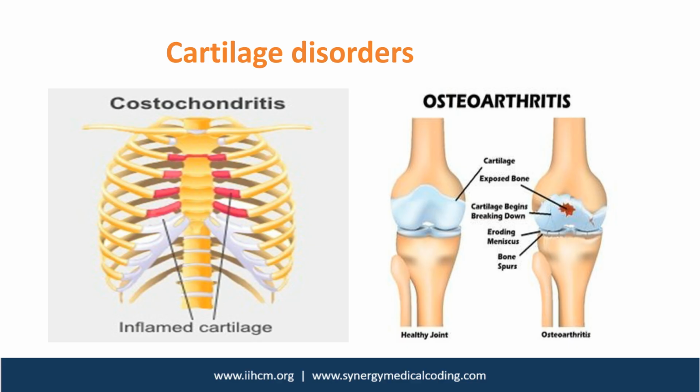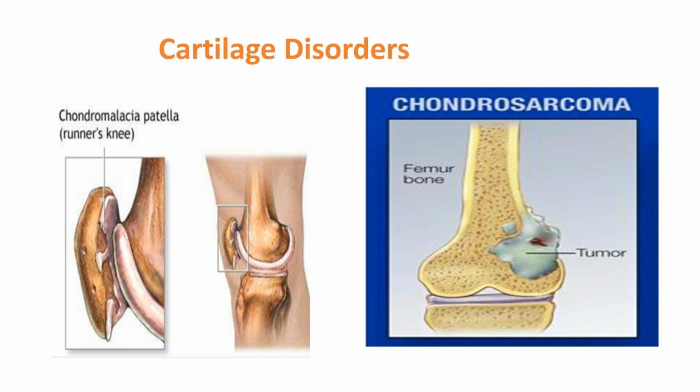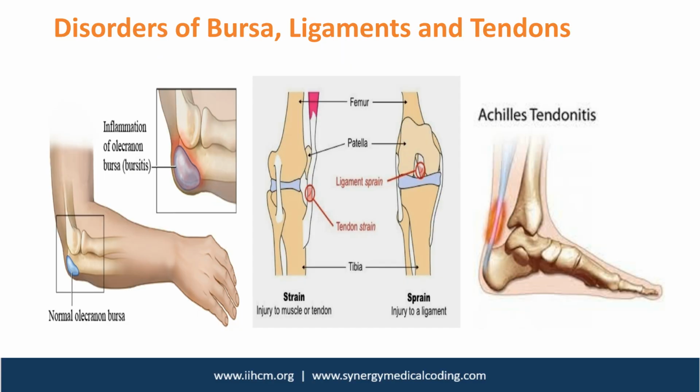Cartilage disorders, such as chondromalacia, involve the softening or damage of cartilage, often in the knee. Osteochondritis is inflammation of the bone and cartilage. Other cartilage disorders include chondropathy, which is a disease of the cartilage, and meniscal disorders affecting the cartilage in the knee joint. Disorders of the supportive structures include bursitis, the inflammation of a bursa, ligament sprains and strains, and tendinitis, the inflammation of a tendon, such as Achilles tendinitis.